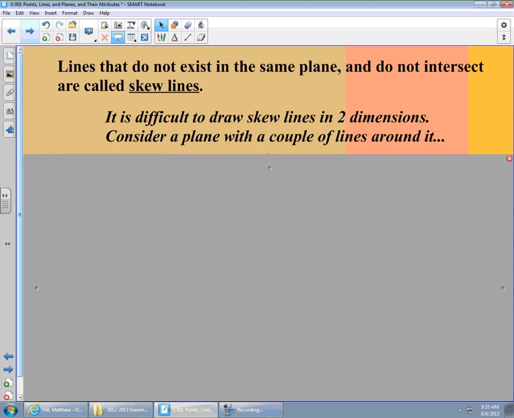And just a little side note here, it is very difficult to draw skew lines on a two-dimensional piece of paper or a two-dimensional screen.